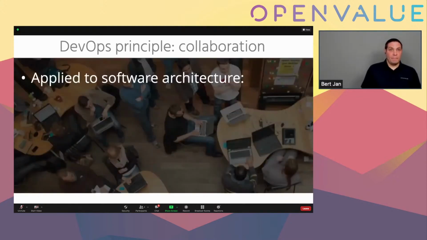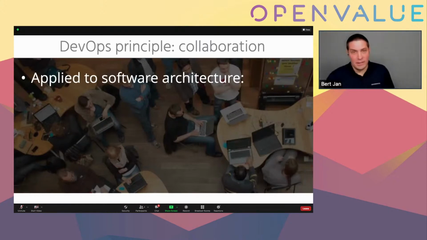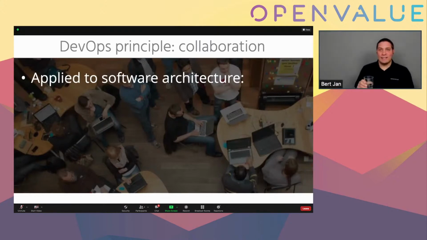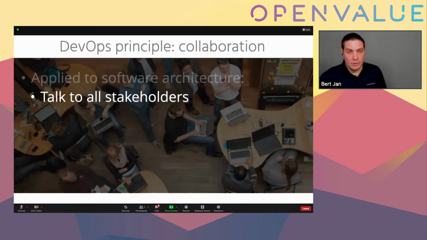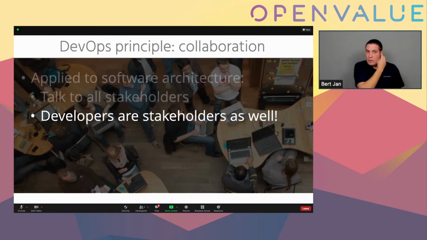Collaboration. Apply this to software architecture. Well, that makes sense, right? You need to collaborate as a software architect. So talk to all stakeholders. Try to get an idea of why we are building this system that I am designing. And mind you that developers are stakeholders as well. Infrastructure experts are stakeholders as well. Your business and management, obviously. But in the end, these are the people that are going to build upon your architecture.